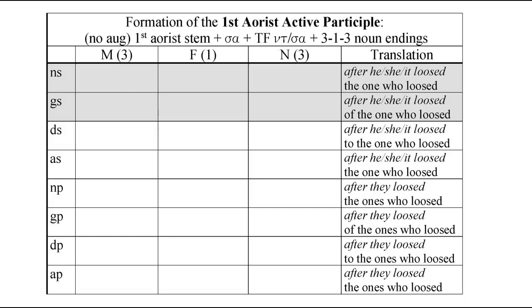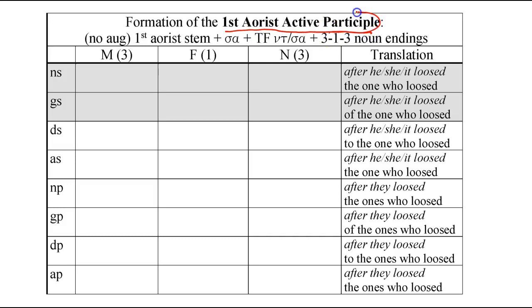Welcome to the module on the aorist participle and on the adjectival translation. We'll be covering chapters 28 and 29 in your Mounce textbook. The chart before you is the forms for the first aorist active participle.